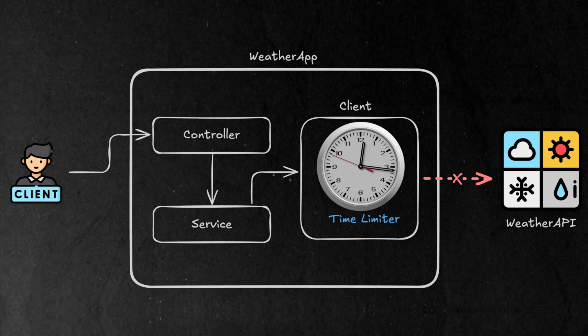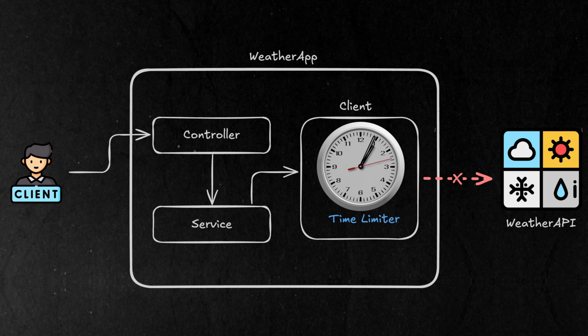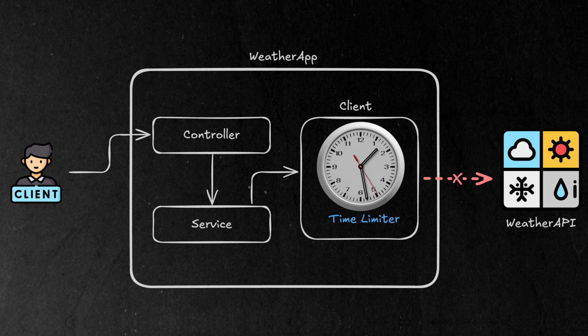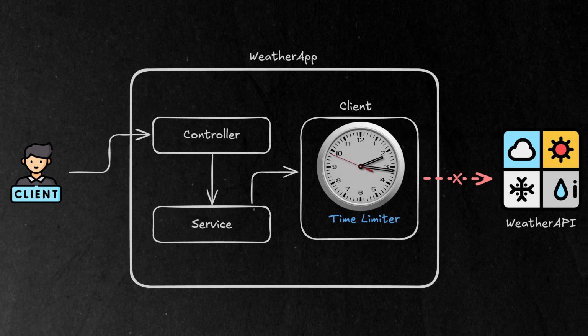Ever had a slow external service bring down your entire app? Let's fix that today. In today's short video, we'll look at the time limiter from Resilience4j and how you can use it in a Spring Boot app to avoid hanging calls.